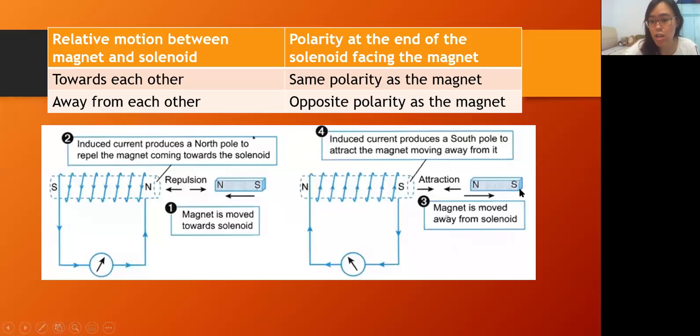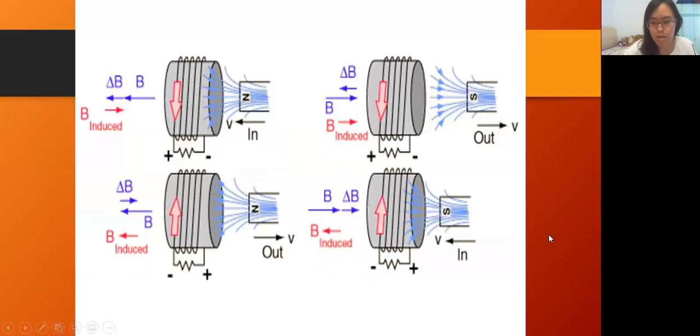So this is how you use Lenz's law to identify the direction of the induced current in the solenoid. This one you see here is going in. So this part is north and this part is south. Okay, this part is north and this part is south. That's why you see here north pole, south pole. So the current is going down. So it's correct over here.